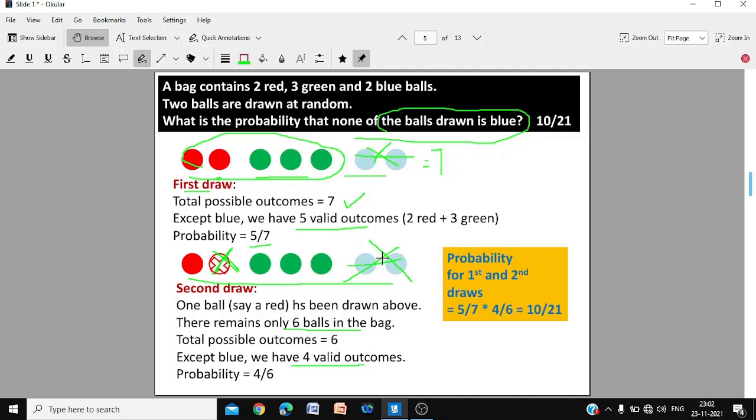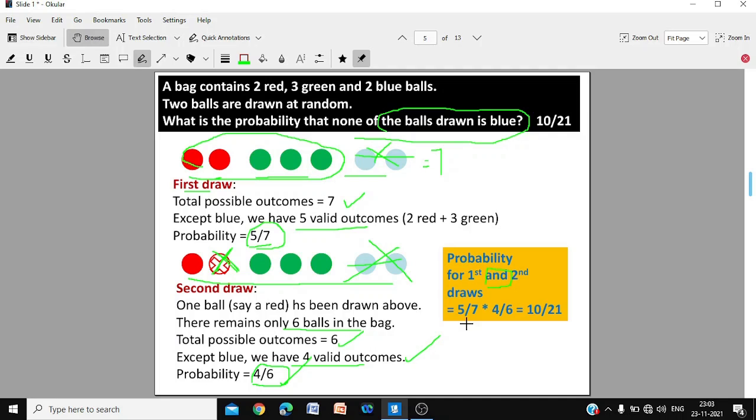2 blue balls are rejected. 1 ball has already been taken out. The remaining you had 4 balls, so 4 valid outcomes out of a total of 6 balls. So the probability is 4 by 6. So first probability 5 by 7, second probability 4 by 6, first and second together, and means multiplication.